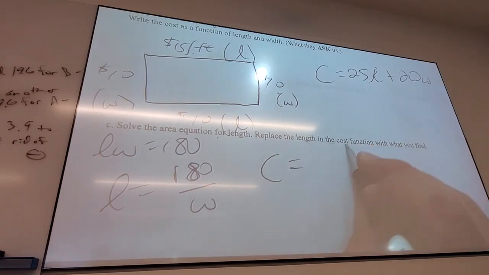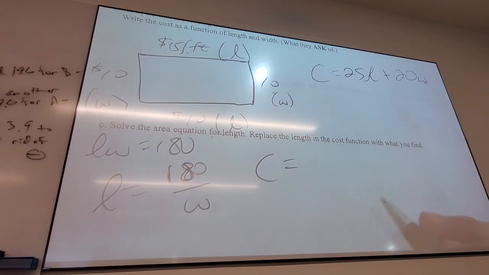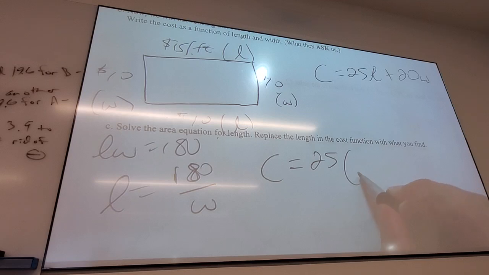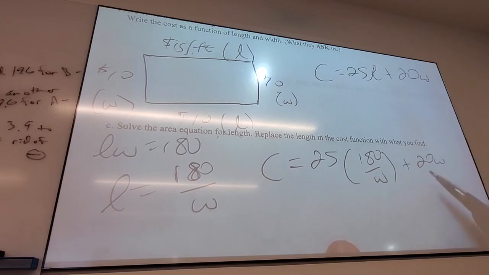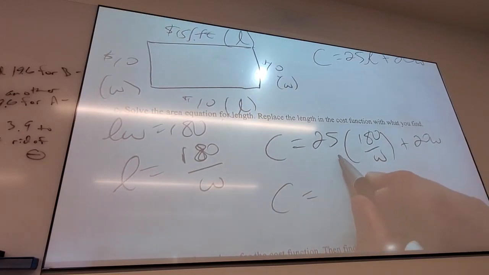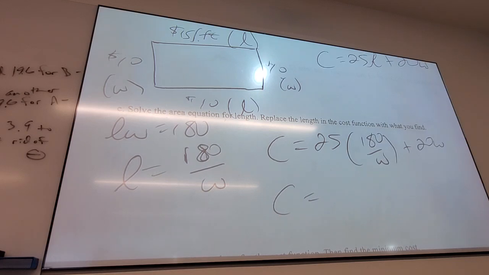So what does your cost function look like now? 25 times 180 over W plus 20W. So how many independent variables are there? One. Just W. Let's clean this up a little bit. 25 times 180 is 50 times 90, which is 4,500? Yes. Is that right? Okay.